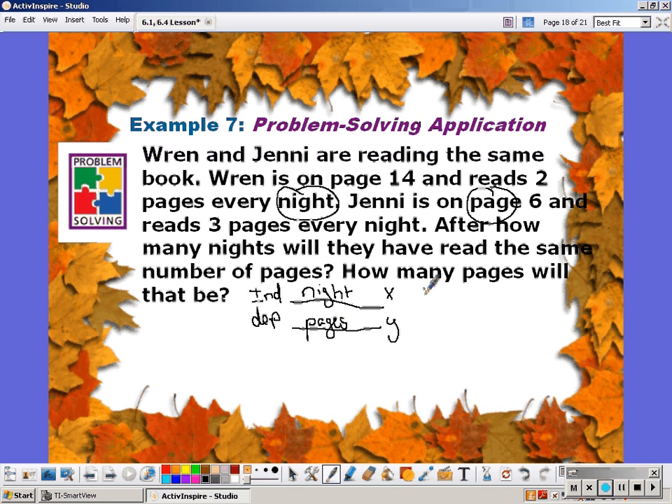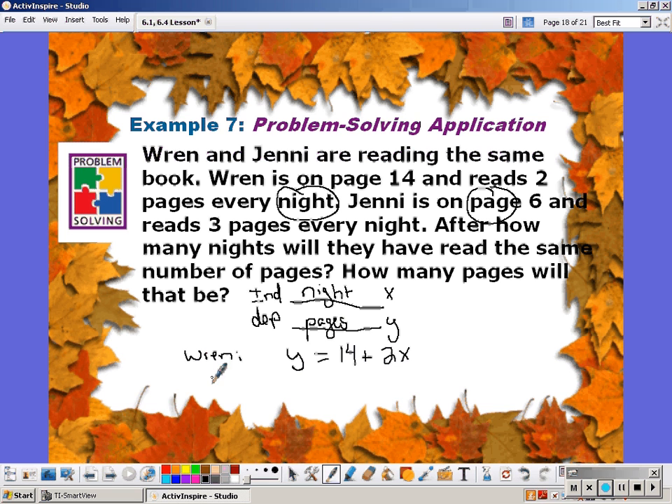Okay, now we can write our formula. So it's two different ones. First we've got Ren. Okay, so let's write our equation out for Ren. Well, she's on page 14 and she reads 2 pages every night. So the number of pages she reads, or the Y variable, equals, she already read 14 pages, plus 2 every night. So 2 times the number of nights, that's X.